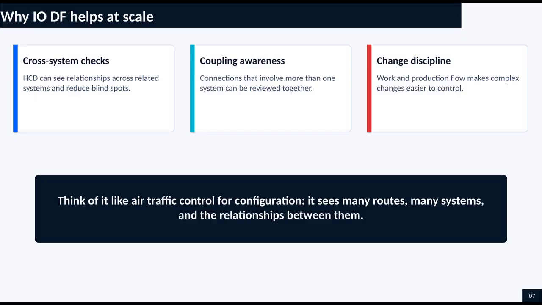The IODF becomes especially helpful when the environment grows. A small setup might be manageable with direct files and careful manual review, but when multiple Z systems, many logical partitions, shared paths, coupling connections, and many devices are involved, manual tracking becomes dangerous. The IODF lets IOCDS see more of the environment and check relationships that cross system boundaries.